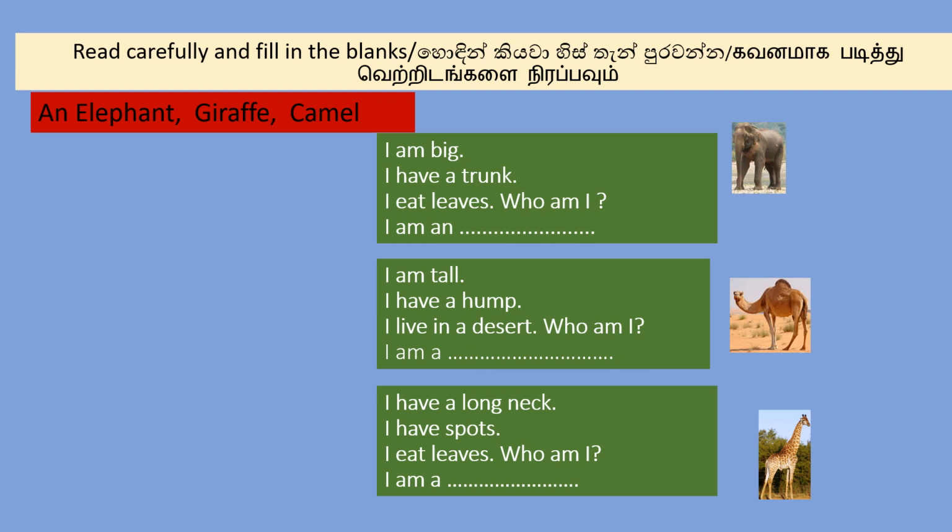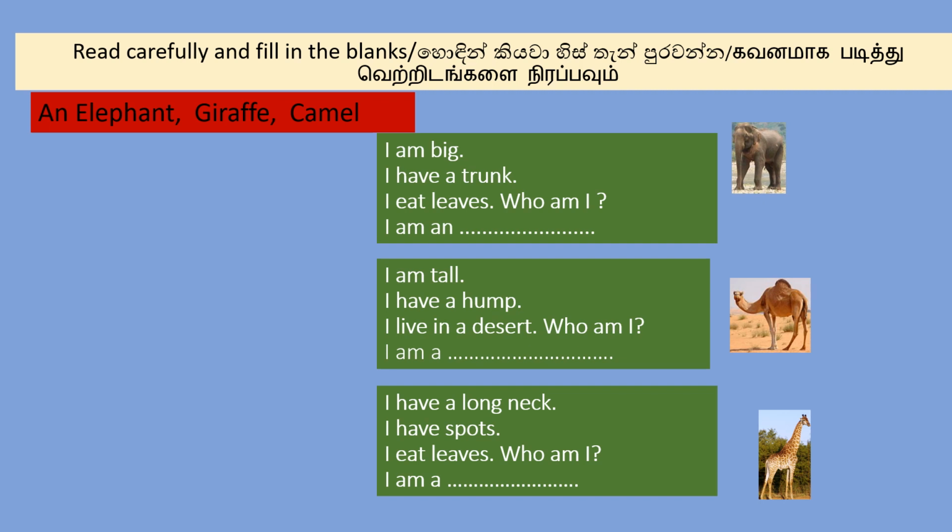Read carefully and fill in the blanks. An elephant, giraffe, camel. I am big. I have a trunk. I eat leaves. Who am I? I am an.